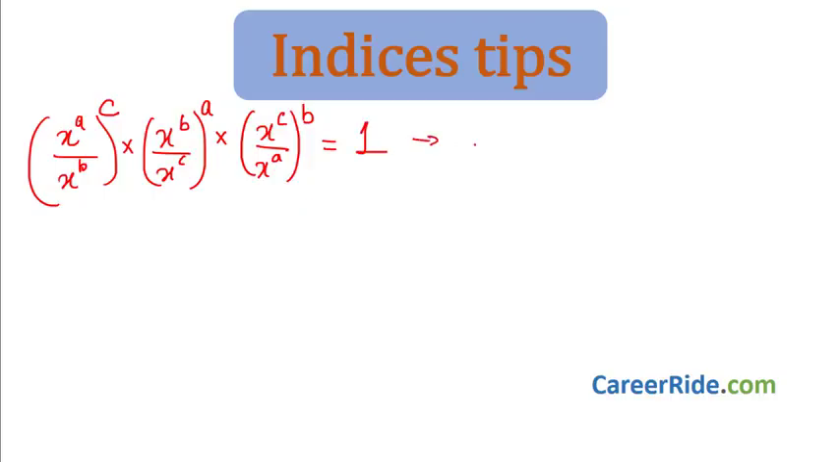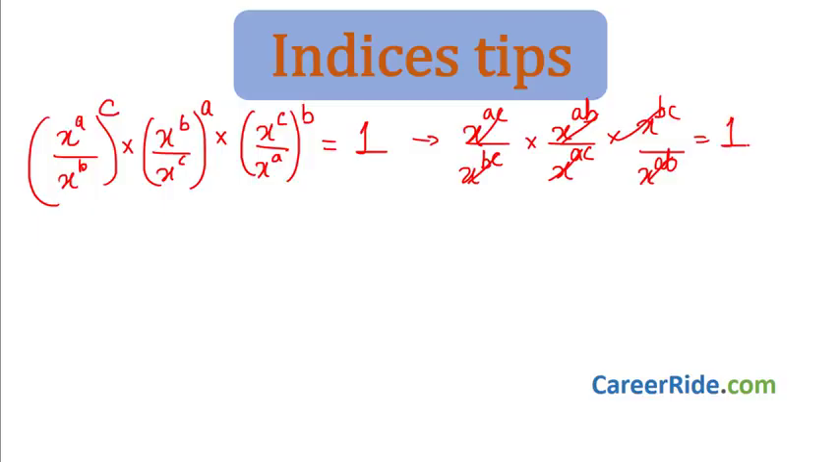Why? Let us see. What do we have over here? This would be x raised to a raised to c, that is x raised to ac upon x raised to bc, multiplied by x raised to b into a, which is nothing but ab, x raised to ac again, multiplied by x raised to bc upon x raised to ab. Everything gets cancelled and we get the answer as 1. So in exam, whenever you get such kind of expressions, just try to see if you can get it into this format. The answer comes out to be 1 directly, right?